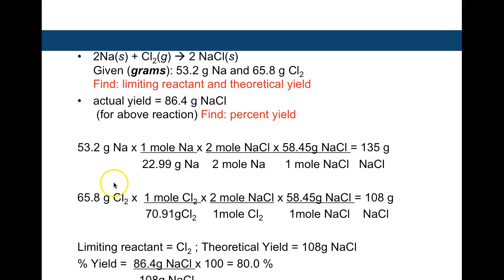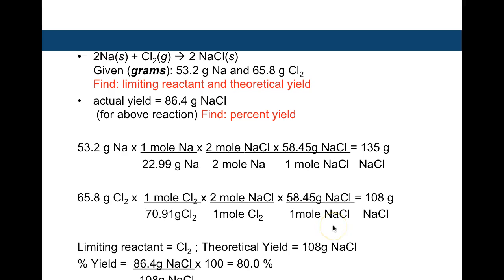You do the same steps with the 65.8 grams of chlorine using again the molar mass of Cl2. You convert it into moles of Cl2 and then into moles of sodium chloride using the 1 to 2 mole ratio. And then you multiply the moles of sodium chloride by the molar mass of sodium chloride, and so you get 108 grams of sodium chloride. So the limiting reactant is chlorine. It gave you the least amount of product, and that's the theoretical yield. On paper you should get 108 grams of sodium chloride.